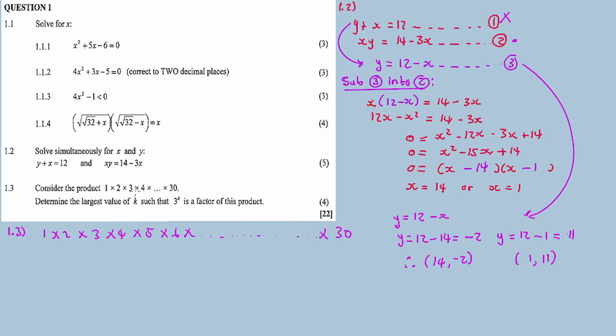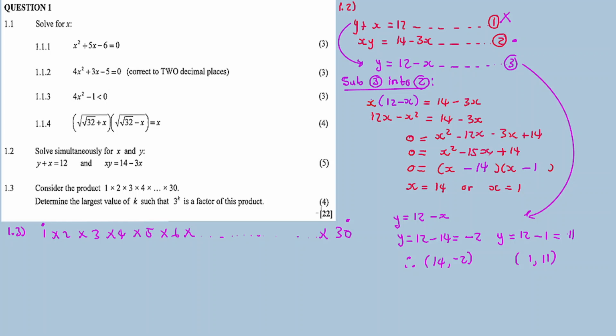So it's 1, 2, 3, 4, 5. The product of the natural numbers from 1 up until 30. Then they say determine the largest value of k such that 3^k is a factor of this product. So in other words, here we want the multiples of 3. We want the multiples of 3 in the range from 1 all the way up to 30.